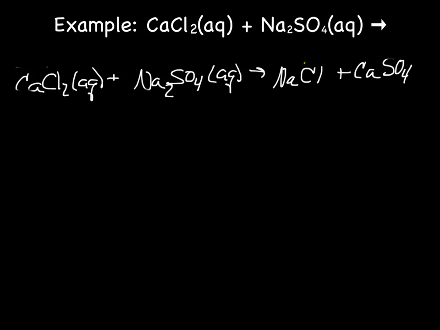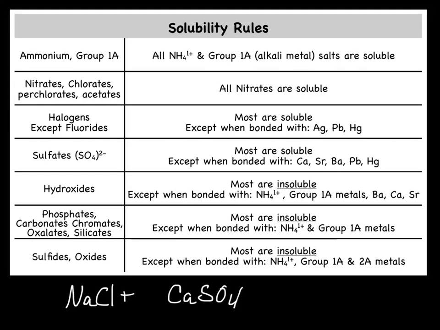Now we need to figure out if our products are aqueous, solid, liquid, or gas. To do that, we need to look at the solubility rules. So we'll start with NaCl, and Na is not on the list on the left-hand side, but Cl is. Cl is a halogen. Halogens are soluble, except when bonded with silver, lead, or mercury, which is not the case here, which means that NaCl is going to be aqueous.